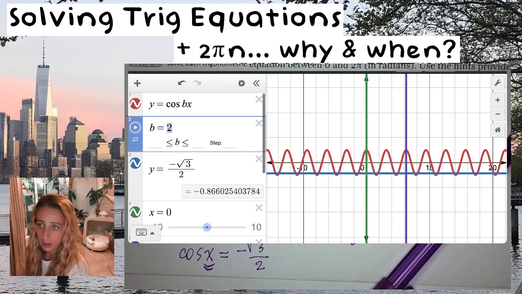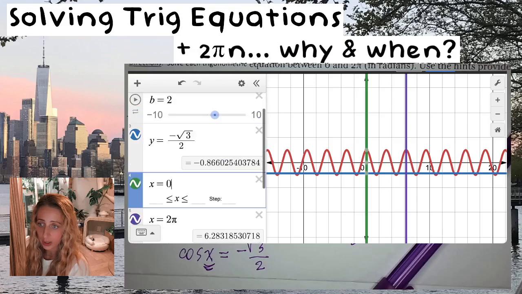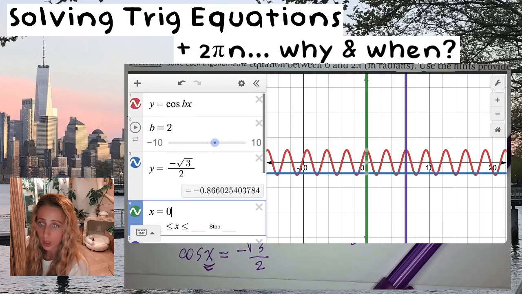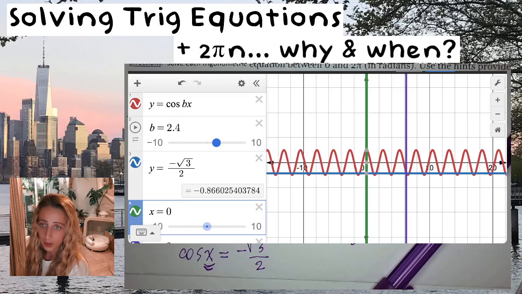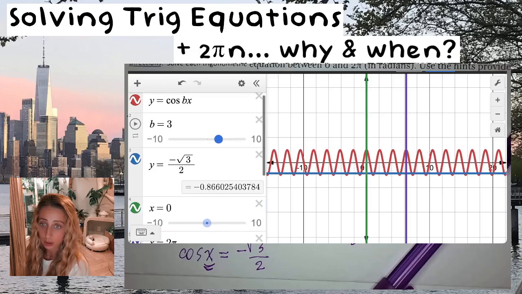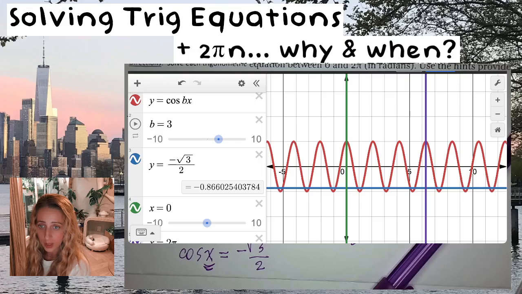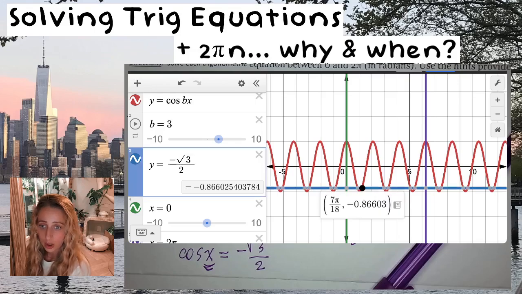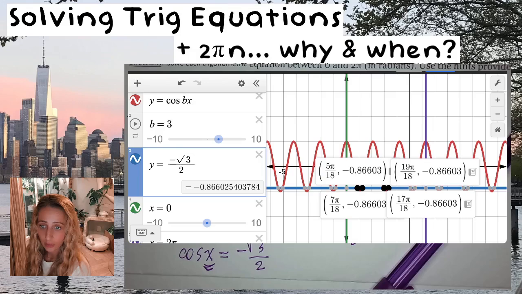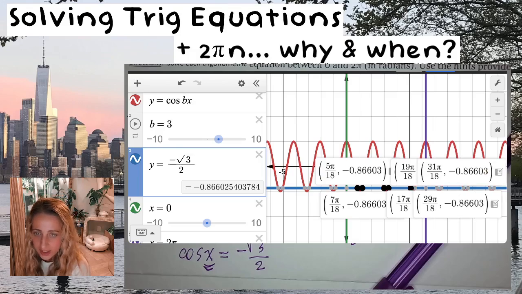Now, if I make the b value bigger, I'm going to use the slider so you can watch the b value change. As b gets bigger, squishing, squishing, 3. If you count, I promise you have 3 complete waves between 0 and 2 pi. Now how many times does my blue line intersect my red graph? Let's zoom in a smidge. I got 1, 2 right there, 3, 4 right there, and 5, 6 right there. I have 6 answers now.